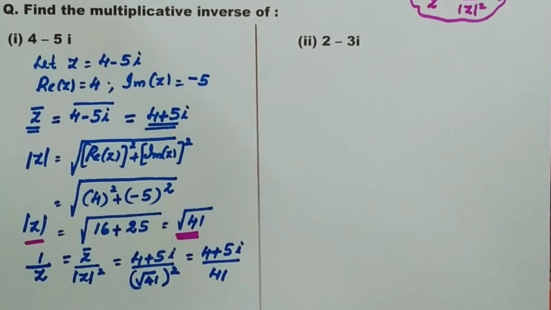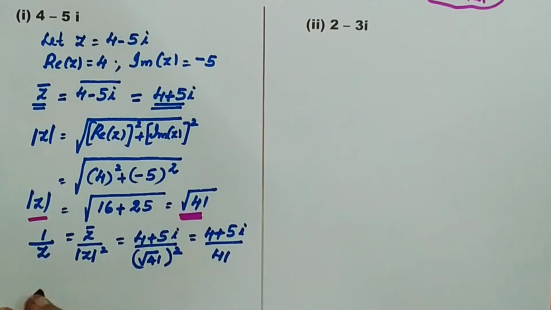If you want, we can express it in the form a plus ib: 1 by z equals 4 by 41 plus 5 by 41i. Usually we write complex numbers in the form a plus ib. So the multiplicative inverse 1 by z equals 4 by 41 plus 5 by 41i. This is the multiplicative inverse of the complex number 4 minus 5i. I will do one more question.